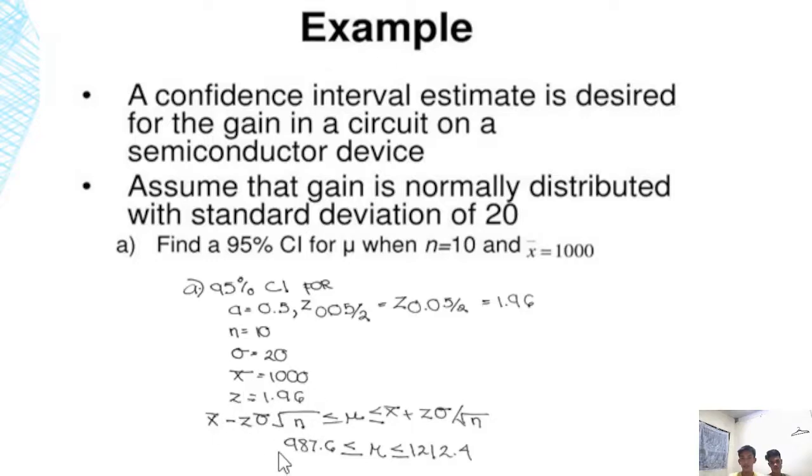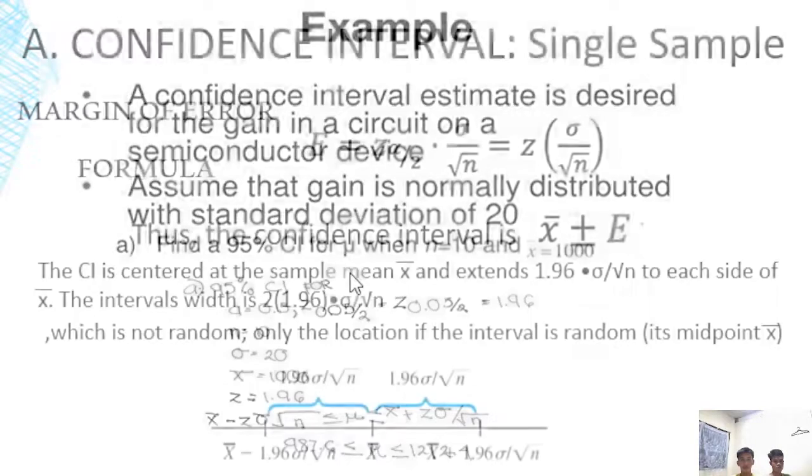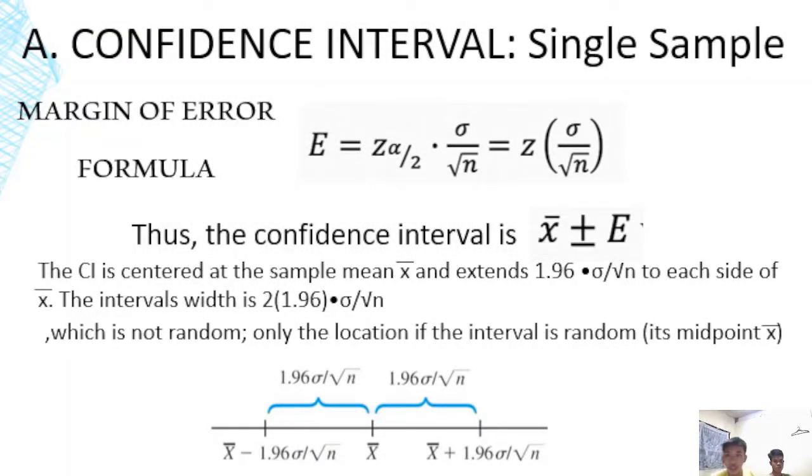Makukuha natin is mu is greater than or equal to 987.6, at sa kabilang side naman, mu is less than or equal to 1212.4. Ito na po yung answer. Punta na tayo sa susunod.